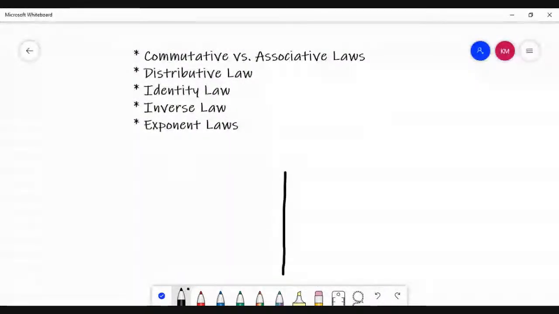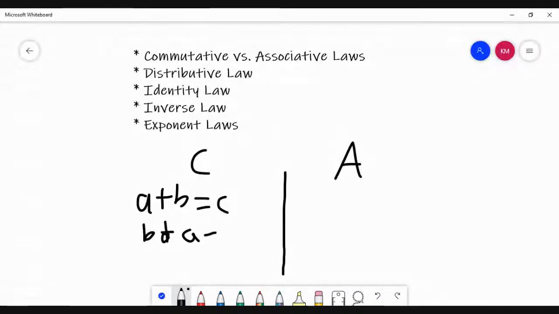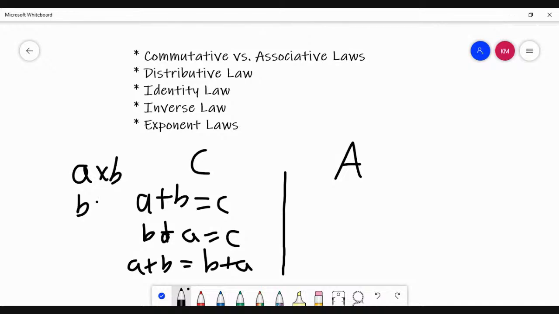So, what is the difference between commutative and associative? Commutative is a property that states, well, if A plus B equals C, then B plus A also equals C, meaning A plus B is the same as B plus A. So commutative property is basically saying when you are adding, also when you are multiplying, that they will give you the exact same answer because they are the same.